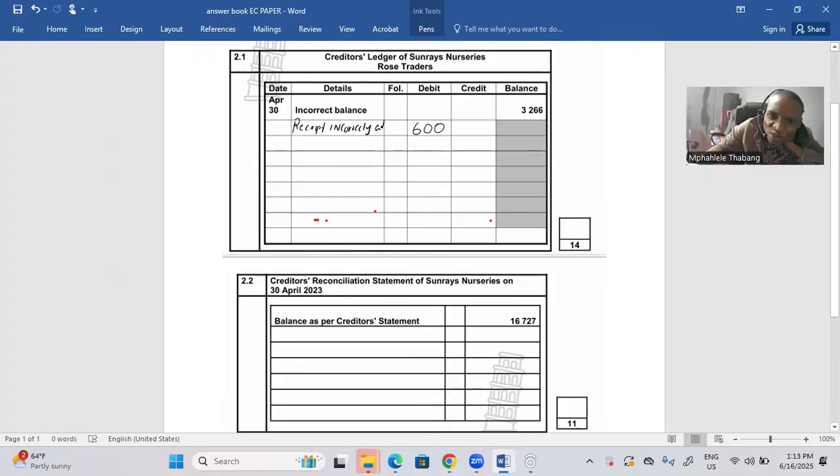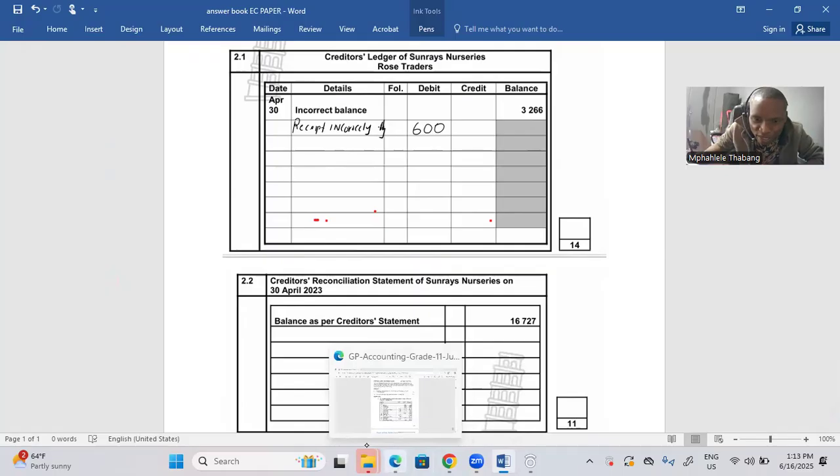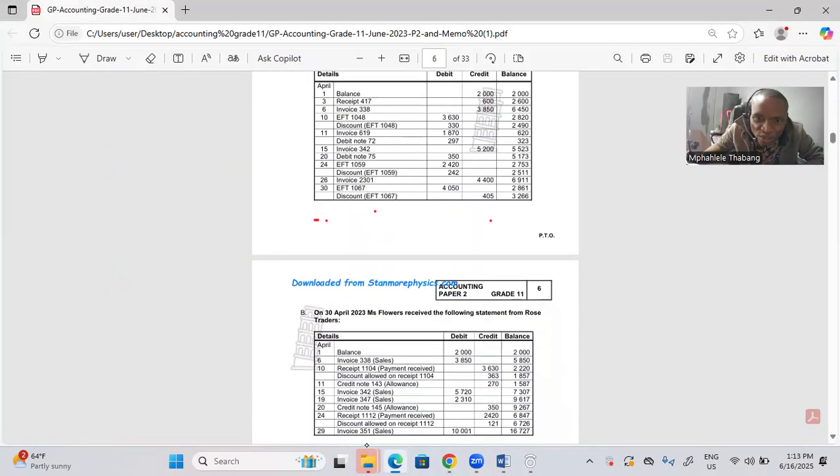Incorrect entry. Okay. Or this was incorrect credit. We are rectifying incorrect credit. So we put in the debit entry of 600 in the creditors ledger. Let's go back and read the question again.